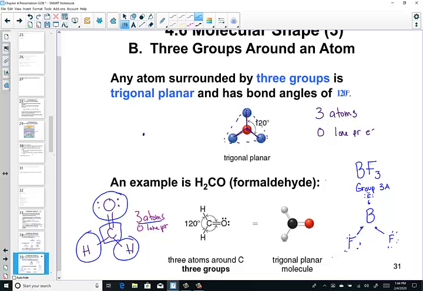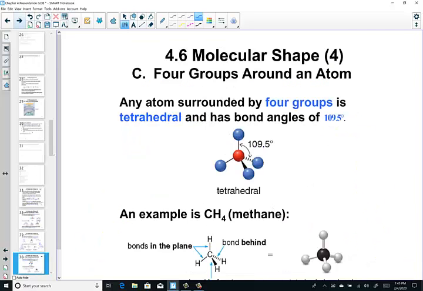Boron trifluoride: boron, the central atom, attached to 3 atoms. All of them are fluorines here. And of course, we see that there are 0 lone pairs of electrons. So this would be a trigonal planar molecular geometry. Boron sits in the middle, just like an equilateral triangle. We separate all of those fluorines by 120 degrees. Great. Well, let's keep exploring.